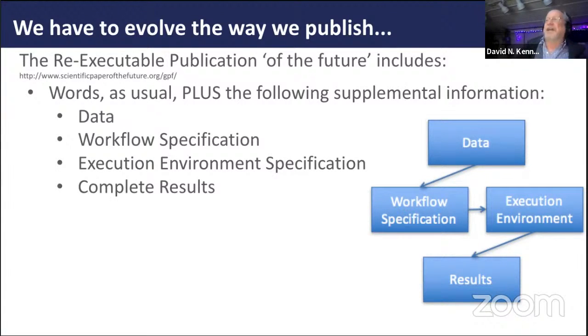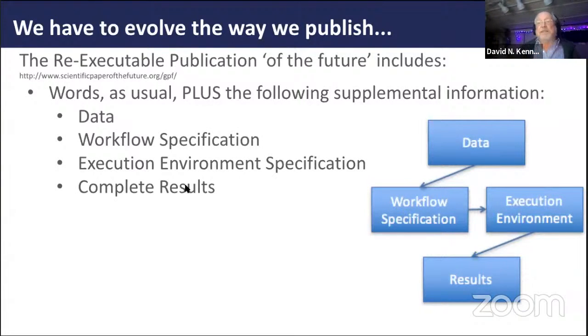Now, what do we have to do for a new version of a publication that is reexecutable? Well, yes, we need humans to read it and understand it, like the study you did. So we need our words, but we need to include additional digital, machine readable, supplementary information. We need to explicitly indicate what data went into the analysis. We need to explicitly define the exact details of the workflow specification. We need to explicitly and completely define the execution environment that supported the running of that analysis.